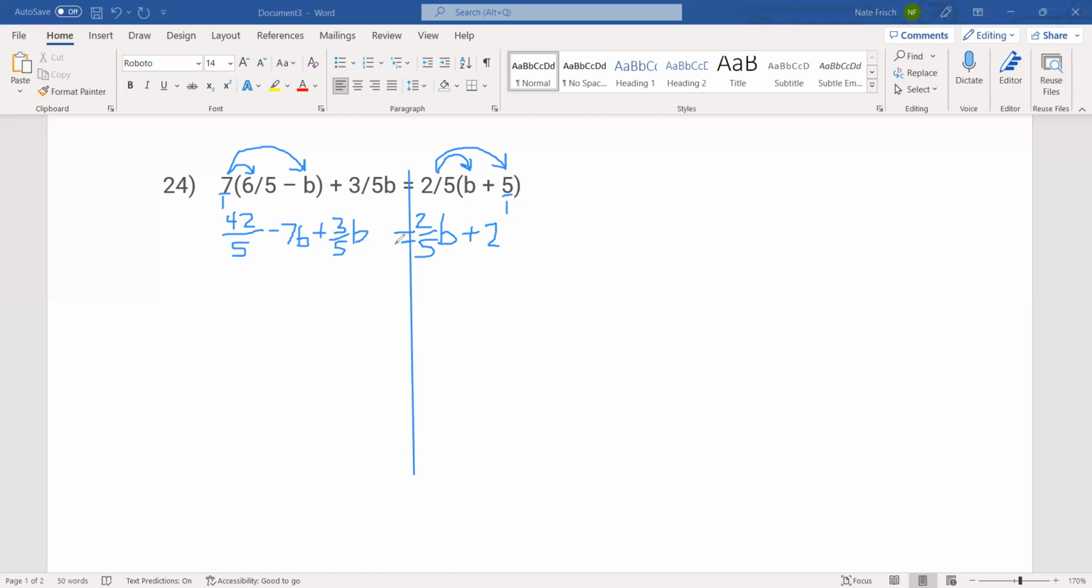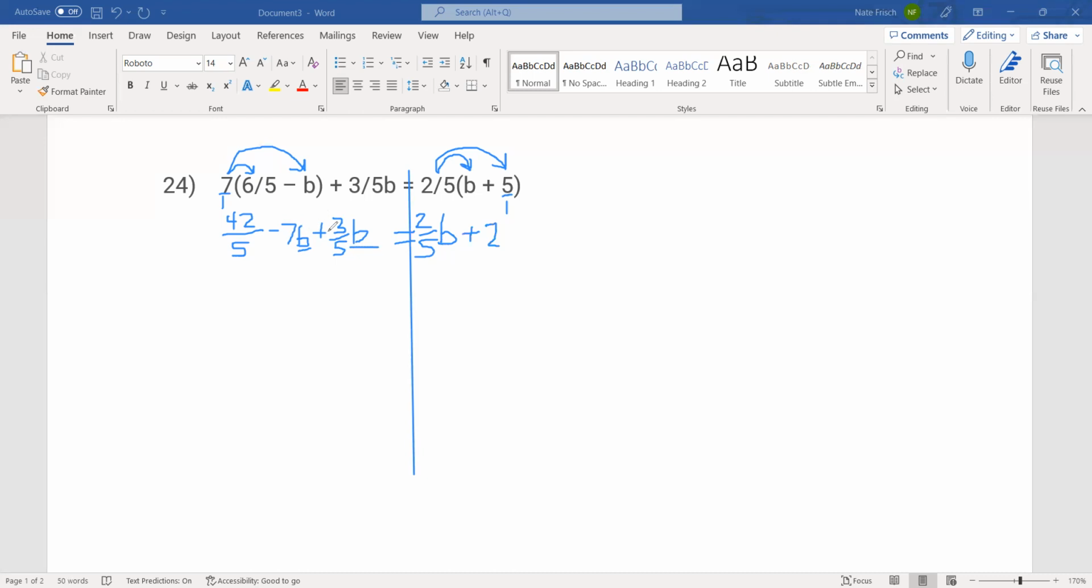Now I'm going to see if there's any like terms I can combine on each side. So it's a little tempting to think, oh, this is 5ths and this is 5ths, I can combine those, but this does not have a b in it, and this does. So even though the fractions look like they would go together nicely, I can't actually combine those because they're not like terms. What I can combine is this negative 7b and this positive 3/5 b. Negative 7 and 3/5 don't go together as nicely, but they both have the b. So these are the ones that can be combined.